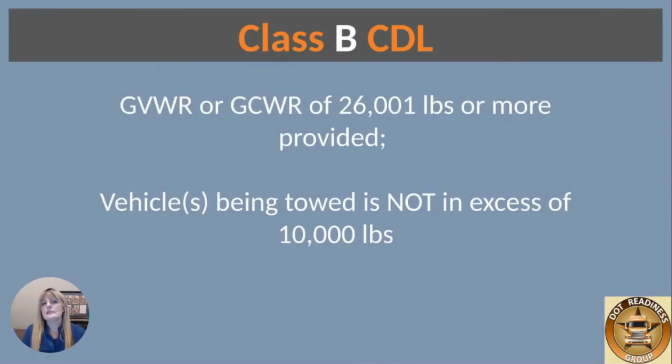A Class B CDL is gross vehicle weight rating or gross combination weight rating of 26,000 pounds or more, if the vehicle being towed is less than 10,000 pounds. So Class A is the trailer is over 10,000 pounds. Class B is the trailer is under 10,000 pounds. Or it could just be a single vehicle by itself over 26,000 pounds.